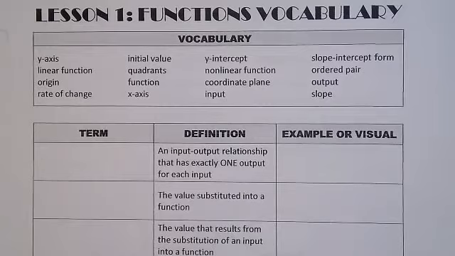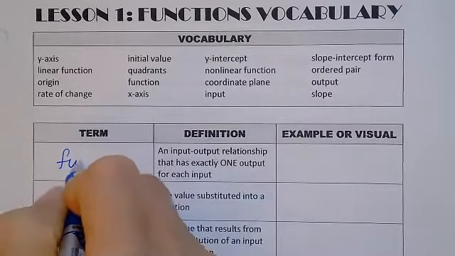Lesson 1, Functions Vocabulary. We are going to match each definition and term and then create an example or visual to help us remember more about the term. So the first definition is an input-output relationship that has exactly one output for each input. And that is the definition of function.